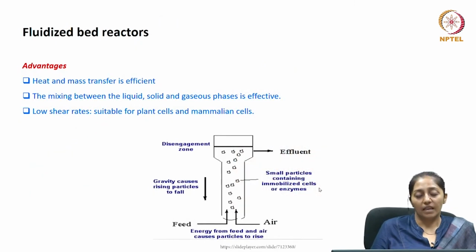Now, immobilized cell bioreactors are further modified to overcome certain limitations of mixing in these reactors. They are modified for better mixing by making them as fluidized bed bioreactors. The advantage is that there are better heat and mass transfer maintenance. The mixing between the liquid, solid and the gaseous phase is more effective, and there are low shear rates in comparison to free cell bioreactors. So, cells which are shear sensitive can be cultivated in fluidized bed reactors or which are self-immobilizable.